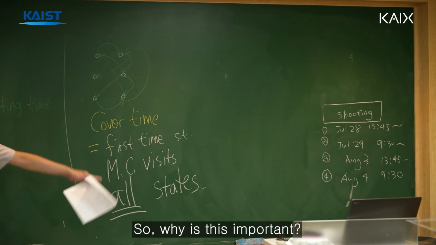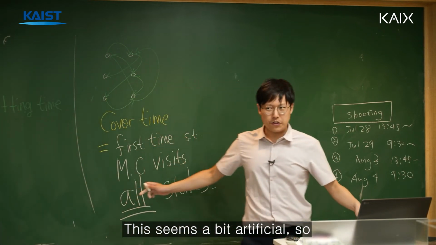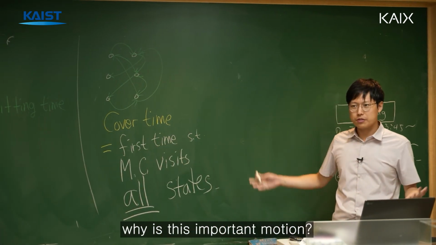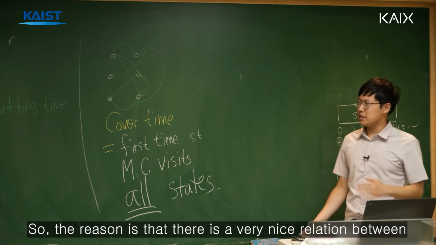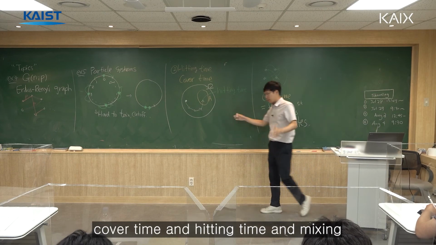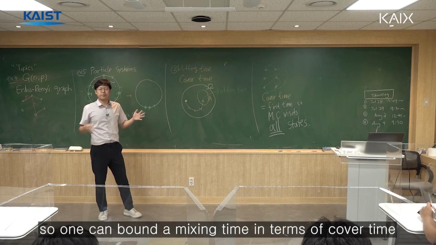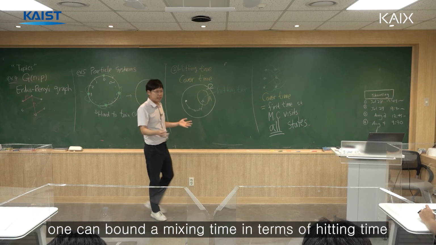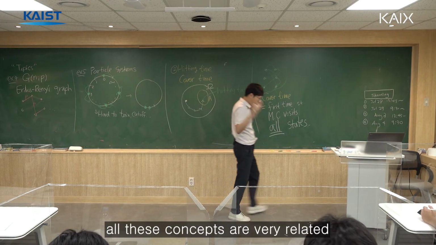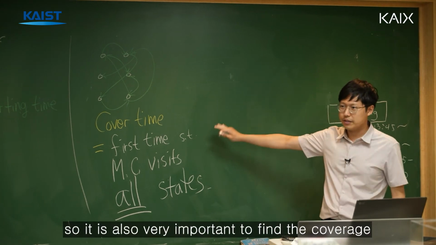So why is this important? Why do you study this? This seems a bit artificial. So why is this an important notion? The reason is that there is a very nice relation between cover time, hitting time, and mixing time. All of them are related. One can bound a mixing time in terms of cover time. One can bound a mixing time in terms of hitting time. So all of these concepts are very related, and it is also very important to find the cover time.